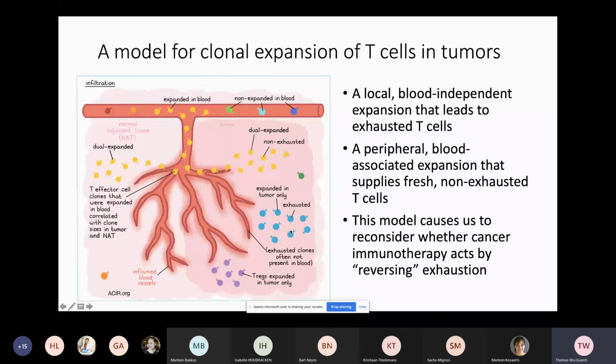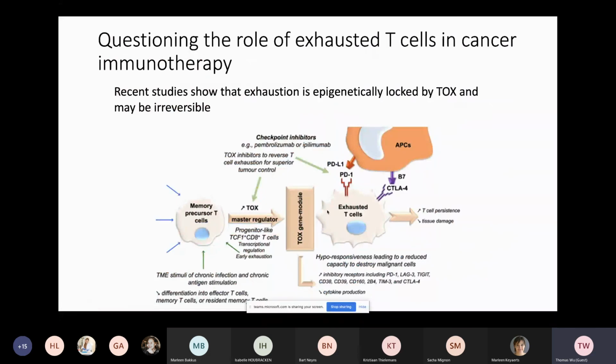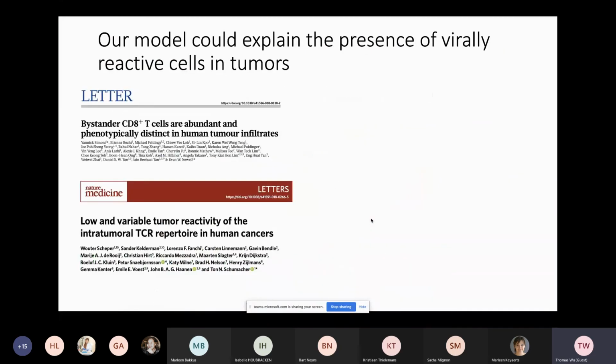And this idea is supported by other findings in the literature, which suggest here that these cells are epigenetically altering the TOX gene, and these are becoming exhausted, shown here. And this, because it's epigenetic, is not reversible. So it might not be that reversal of exhaustion is what's important. It might be the influx of novel clones that are important. And in addition, our model also explains these other findings in the literature.